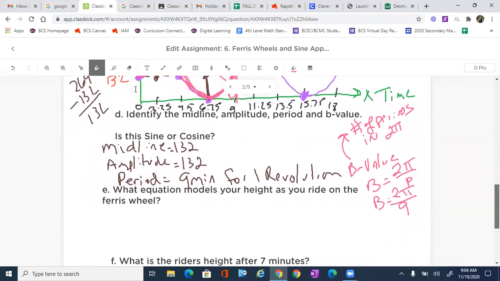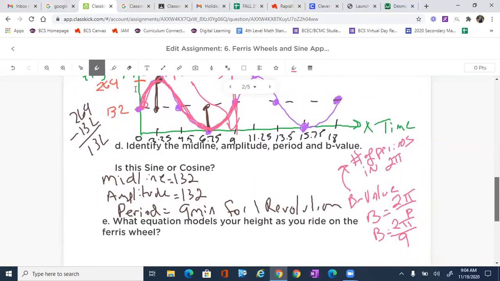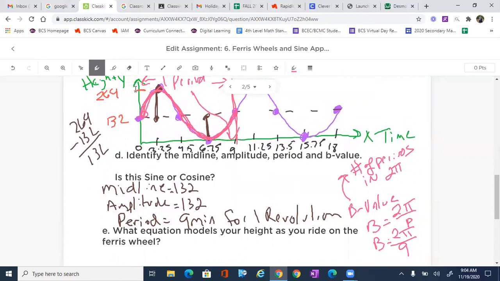Okay. Now we have our sketch, we have our table, we have a graph that we've sketched, and we've got all of our information: midline, amplitude, period. And we know that this is in fact sine because it starts on the y-axis at the midline. Okay, so that tells us it is sine.